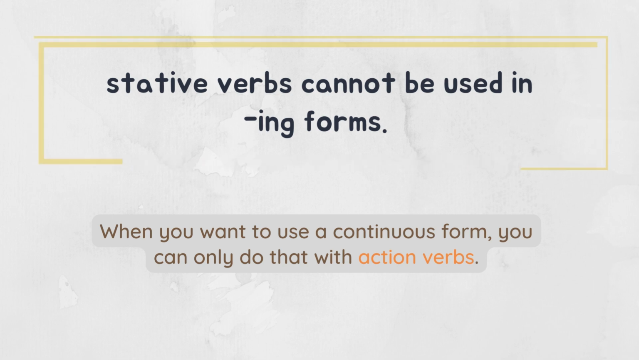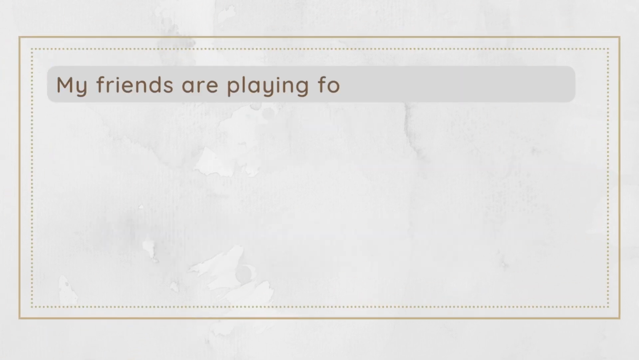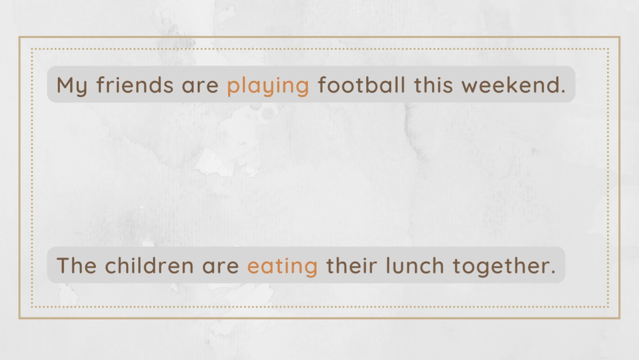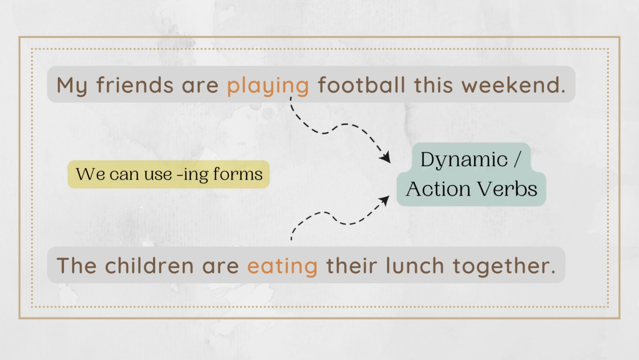Take a look at these sentences. My friends are playing football this weekend and children are eating their lunch together. Both of these sentences are correct because the verbs play and eat are physical actions. So we can use ing forms.